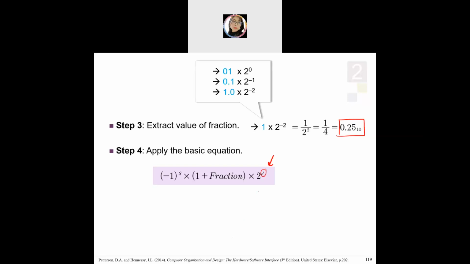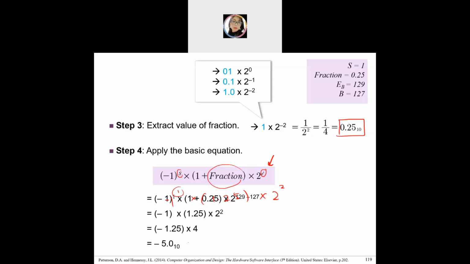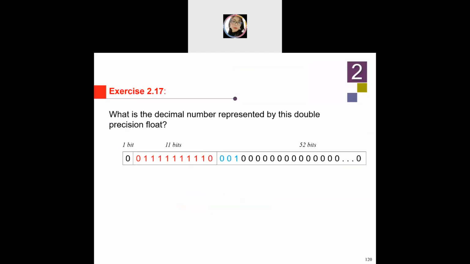You already know the value of E prime. You already know the value of your fraction. You already know the value of S. So you just apply in -1. Here is 1 times 1.25 times to the power of 2. So you solve this, you're going to get your answer -5 decimal. Okay, any question? Is there any example?